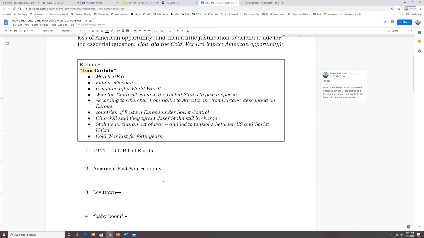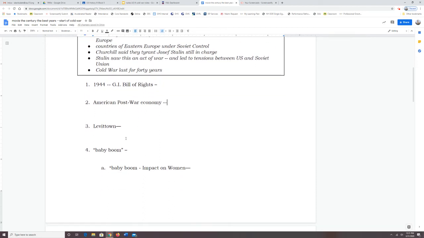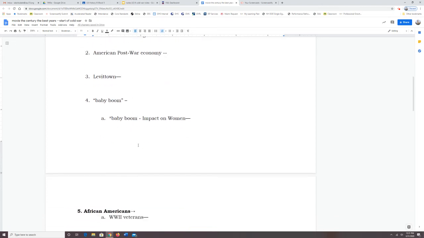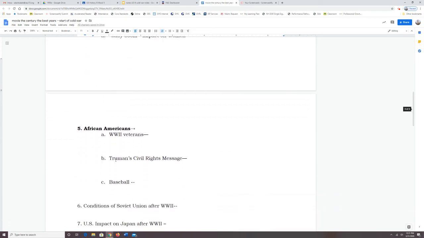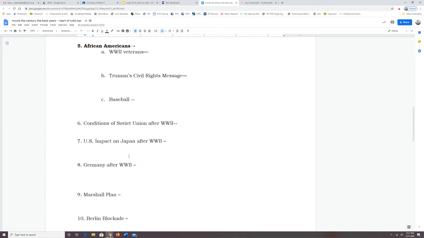Don't just say it was a law passed for veterans, the GI Bill of Rights. Specifically, what did it do? The American post-war economy: some of these are pretty broad categories, but I expect you to explain what that means. What was it like in the economy? Levittown: who created it? What was it for? How big were the houses? There is a man who talks about his experience moving in with his family. I would encourage you to put his name down. The baby boom gives a statistic in years and numbers. Give that, please. There's a category on African Americans. What was it like for World War II returning veterans? What was Truman's civil rights and what happened in baseball, etc.